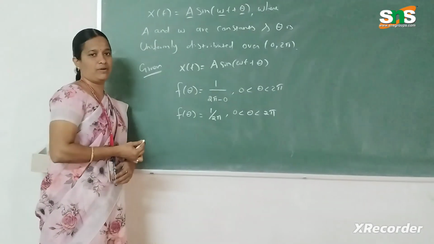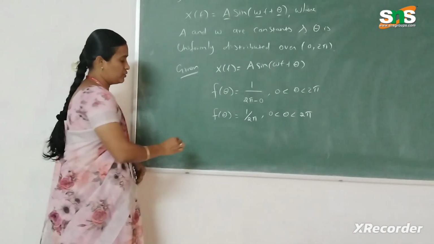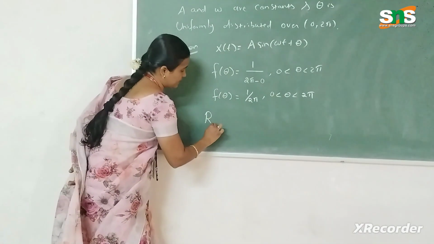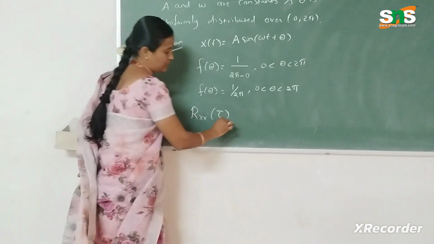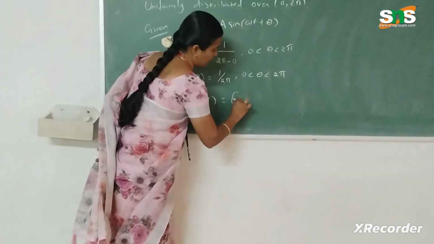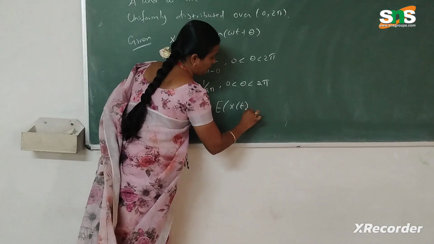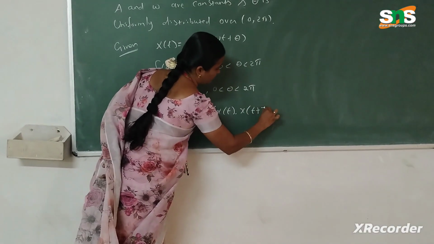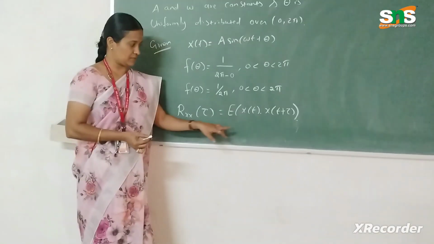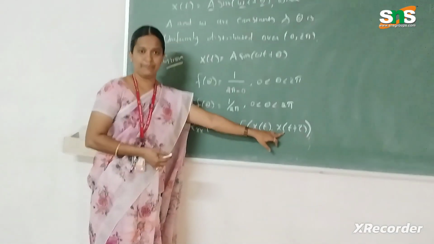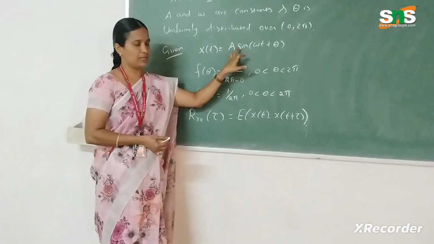Next I am going to write the formula for autocorrelation function. It is denoted by Rx of tau. This is the formal notation of autocorrelation function. It is given by the formula E of x of t into x of t plus tau. So this is the formula for autocorrelation function. x of t is nothing but the given process.